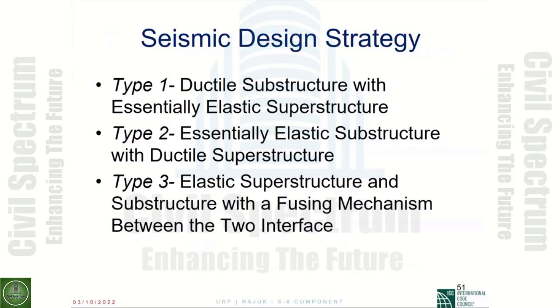We have three types of design strategies. The most common one is type 1, which is a ductile substructure with an essentially elastic superstructure. Type 2 is mainly for a steel plate girder bridge. As I told you, we can allow the yielding and the buckling of the cross frames, and that's what we call an essentially elastic substructure with a ductile superstructure. Type 3 is when you have a fusing mechanism between the superstructure and the substructure, and that's really what base isolation is.